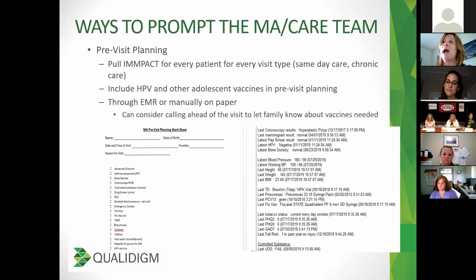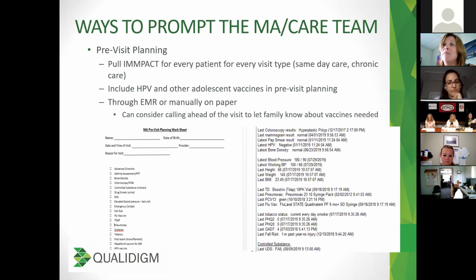So this is prior to the visit, pulling reports. You can use reports from your EMR. You could pull impact reports. I would recommend pulling an impact report for every visit type, even if it's same-day care, chronic care, and certainly for well child visits. Include the HPV and other adolescent vaccines in that pre-visit planning. It can be done any way you want to think about it. So it could be done and developed through your electronic medical record.